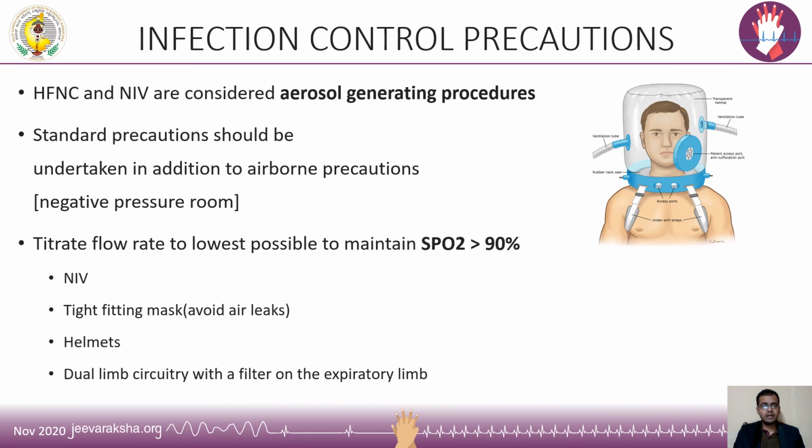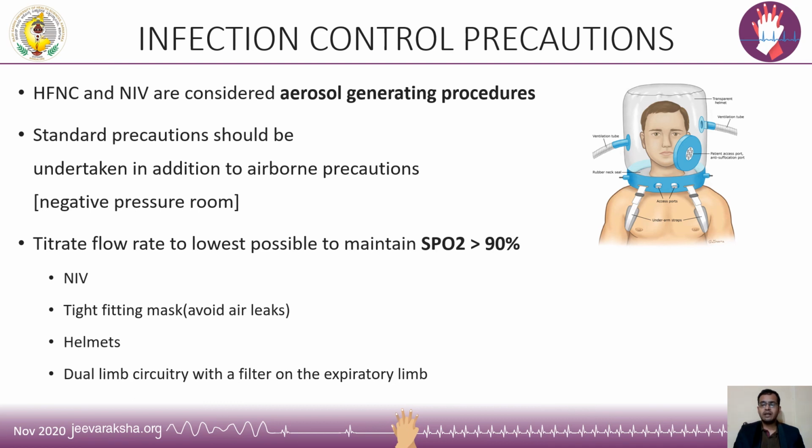When using a high flow nasal cannula, make sure you titrate the flow rates to the lowest possible to maintain a saturation of more than 90%, because, as I told you, the high flow nasal cannula has a higher flow rate to achieve this, and this higher flow rate indirectly can cause aerosol generation. So it is very important to target a saturation of just 90%, so that the aerosol generation is less.